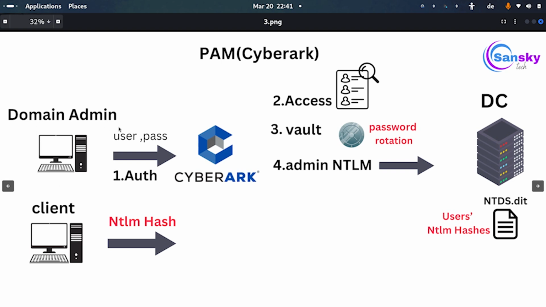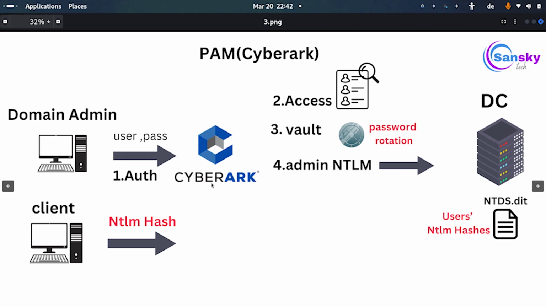But the way that this domain admin is trying to log into the domain is completely changed. Here, the domain admin, instead of sending its NTLM hash to the DC directly, is first going to log into CyberArk using its specific user credentials. This specific user credential is only for logging into CyberArk, and it doesn't have anything to do with the credential of the domain admin account on the DC.